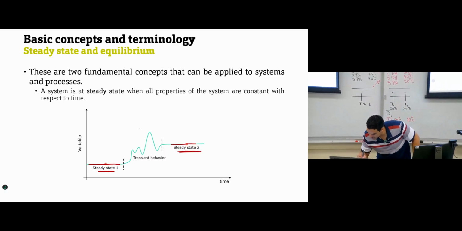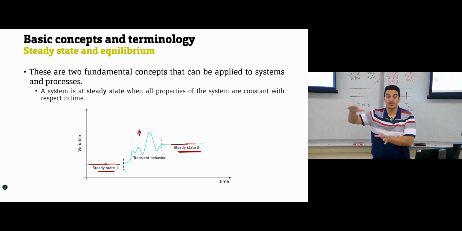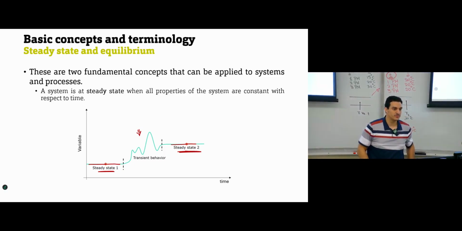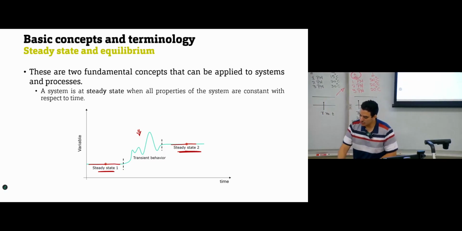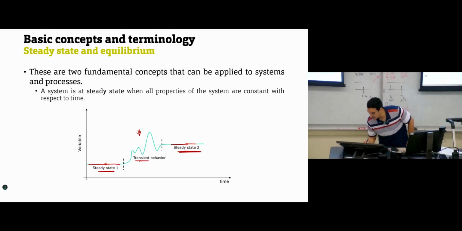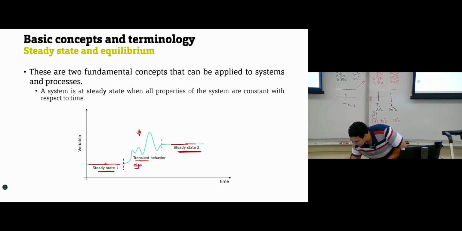But at some conditions, similar to this one, for example, we have variation happening in the variable. The value of the variable is not constant. So from one time to another time, you have a different value, which we have here in this one, for example. So this one is called transient, or called dynamic, or called unsteady state. All of these words have the same meaning.